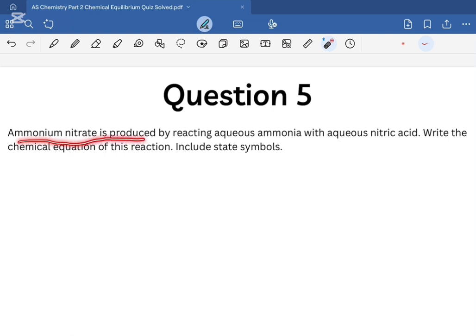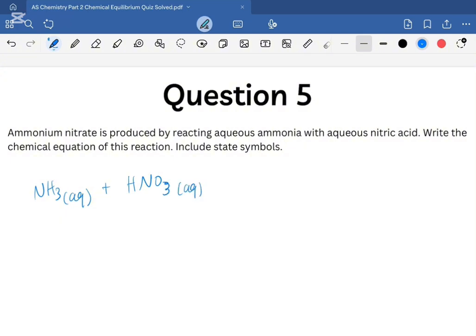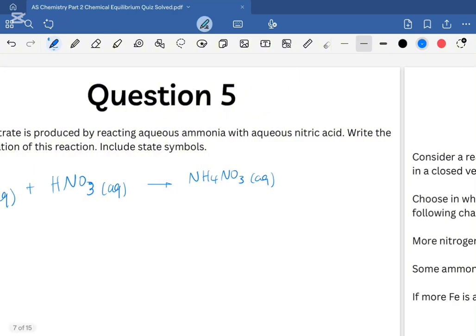Ammonium nitrate is produced by reacting aqueous ammonia with aqueous nitric acid. Write the chemical equation of this reaction and include state symbols. So aqueous ammonia is NH3, and this is the state symbol for ammonia, and it's reacting with nitric acid, which is HNO3 aqueous, and it's going to give NH4NO3, which is also aqueous. This is the reaction with the state symbols.